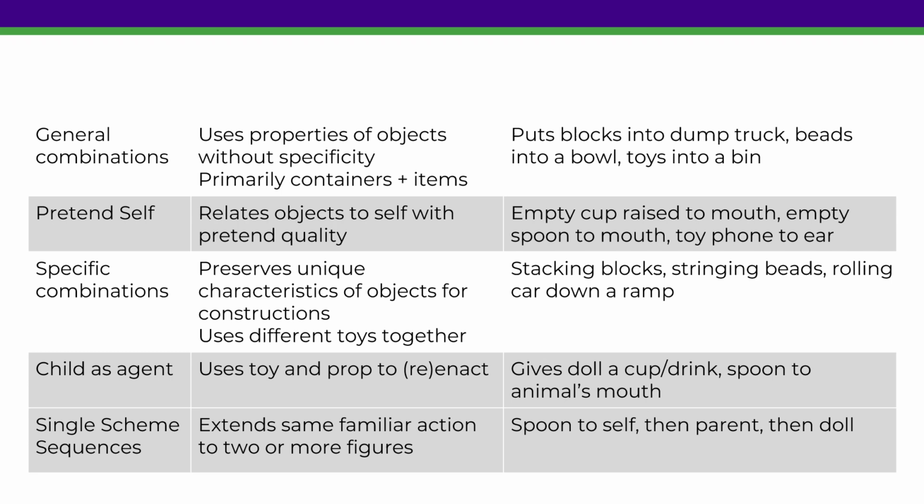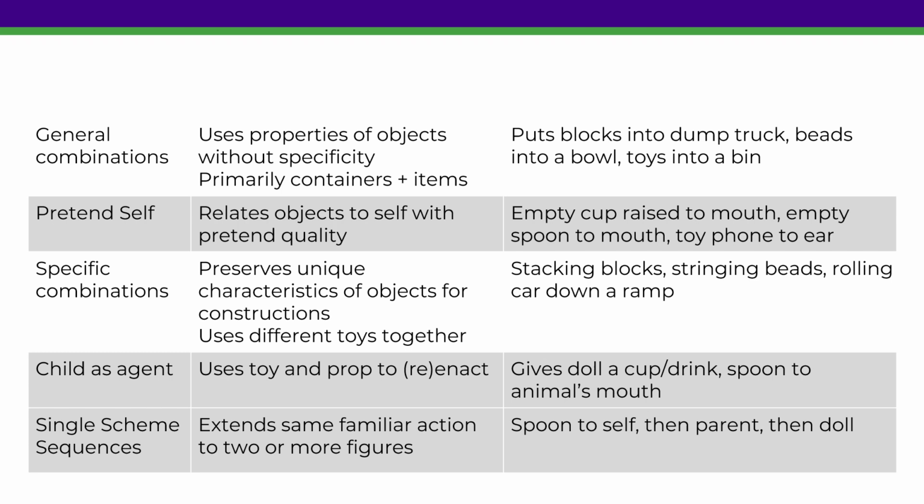The next skill is specific combinations. So that's preserving unique characteristics of an object for construction. So stacking blocks, stringing beads, rolling a car down a ramp. Then we get into more pretend play with child as agent. So this is using a toy or a prop to reenact something. So giving the doll a cup to take a drink, or bringing a spoon to the animal's mouth. So the child is doing the action in a pretend play manner for a doll.